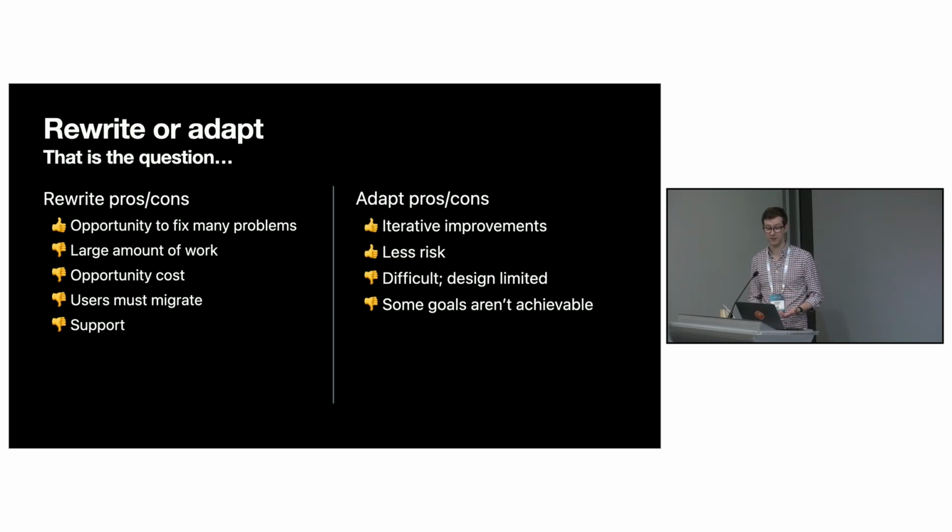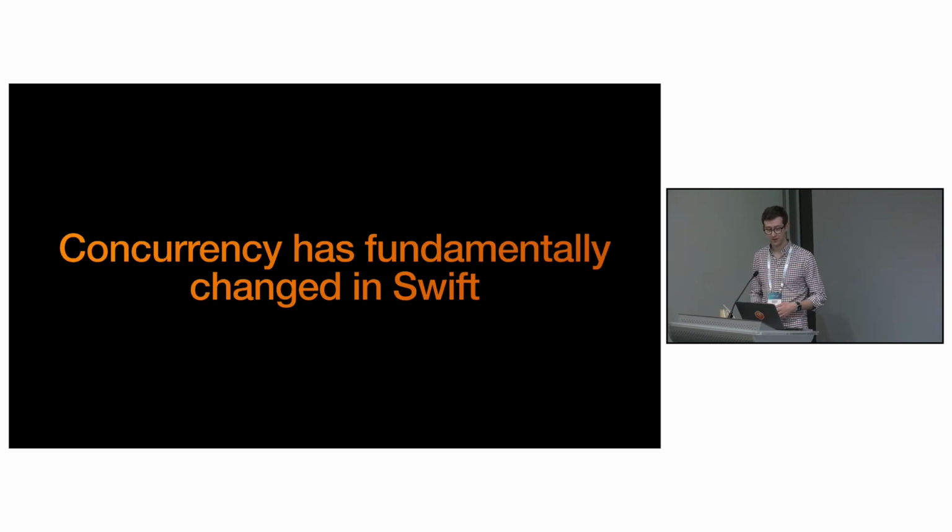The other option was adapting the existing library. For users, at least in the short term, this is probably more appealing because new features can be added iteratively without them needing to migrate. There's also inherently less risk. We already have the library. However, adding certain features would be difficult because of the current design. And some of the goals we had, like structured concurrency, aren't practical without effectively having a separate implementation anyway. And this was ultimately the impetus for doing a rewrite.